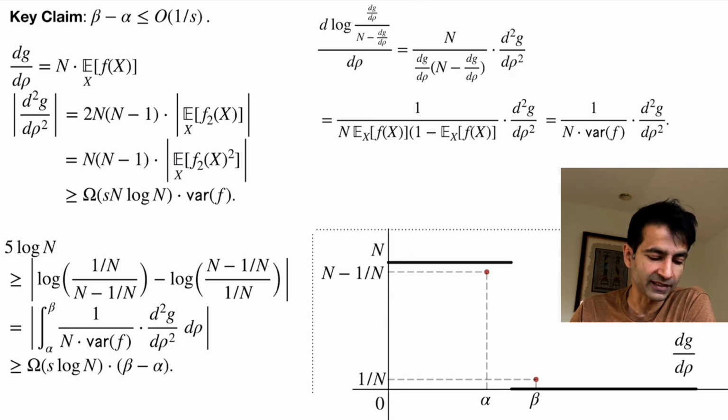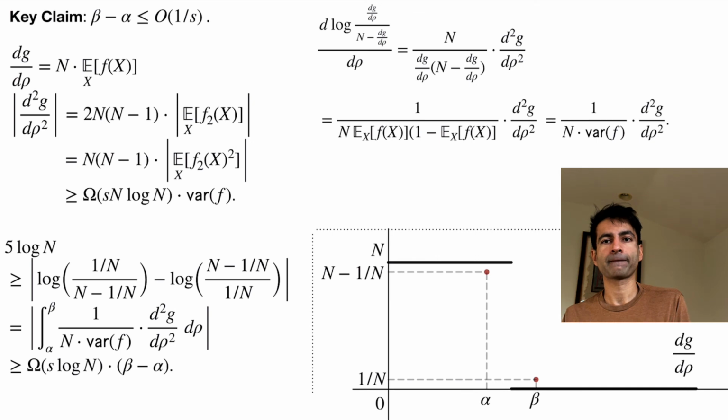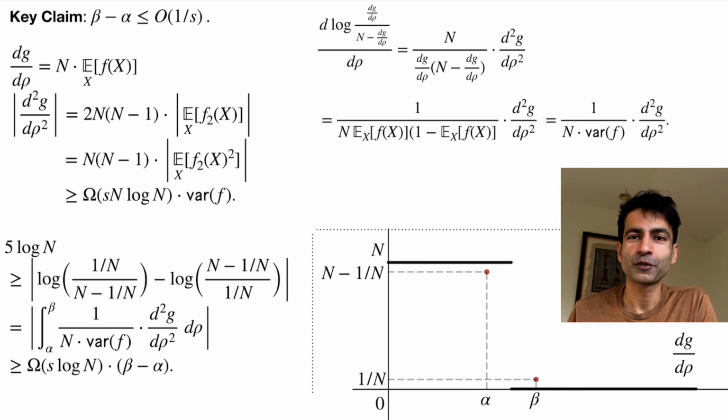And it's been set up so something nice happens, because we know that the magnitude of the derivative exceeds s n times log n times the variance. So you have a cancellation. What you're left with is that the derivative is at least s times log n in magnitude everywhere here. And that means that 5 log n must be larger than s log n times beta minus alpha. And this proves that beta minus alpha is order 1 over s. So it's a really beautiful proof with some very nice ideas, and I hope you enjoyed it.